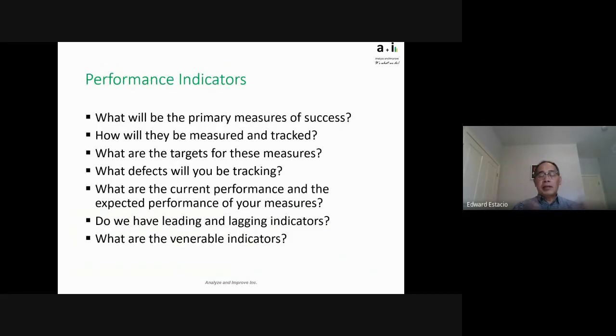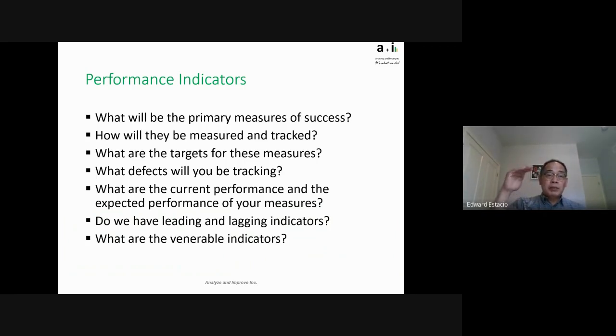Some performance indicators, some examples, right? The primary measures of success. Okay, we will achieve 90% productivity. How are we going to measure that 90% productivity? How are we going to track that? What are those targets for measures?